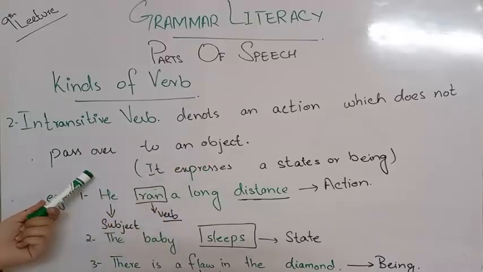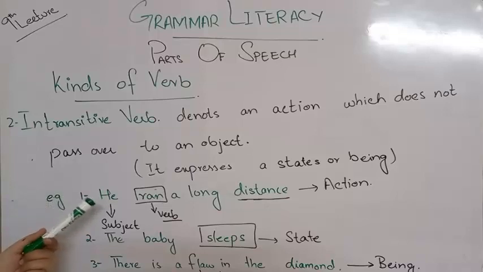The second one is that it expresses a state or being. Basically, it is going to express a state or being. In the first of the sentences, "the door is broken" is a state of the door. So here it is going to express the state or being. Okay, let's look at the examples so that things are more and more clear.